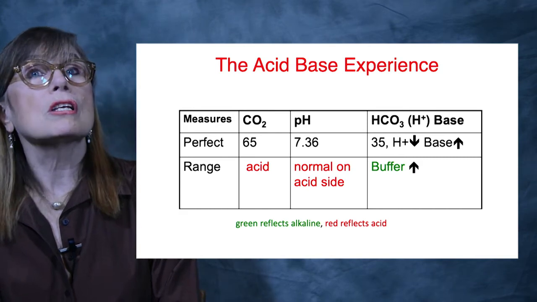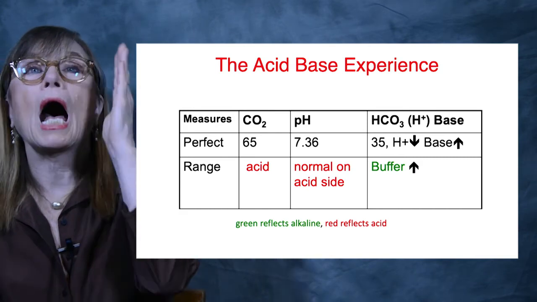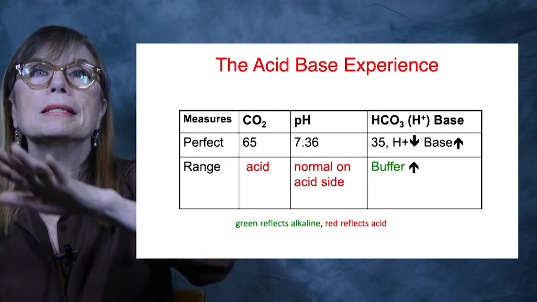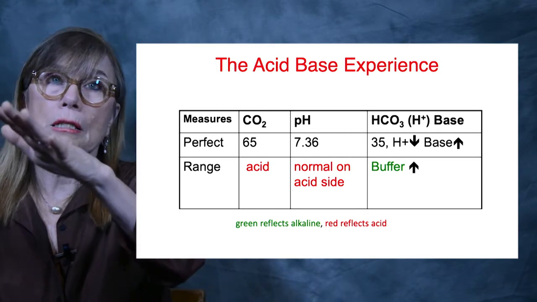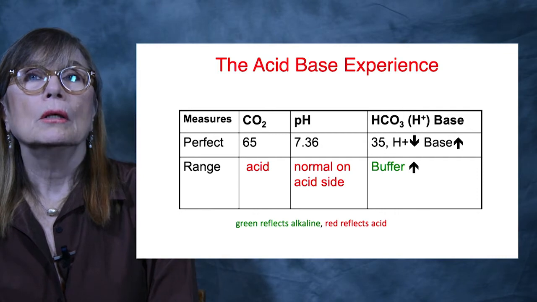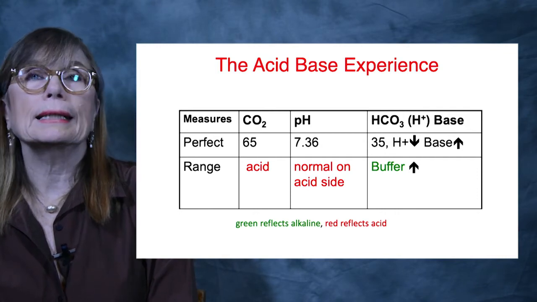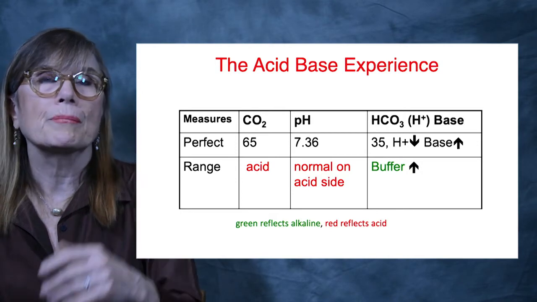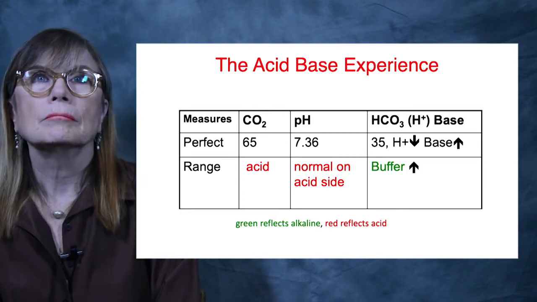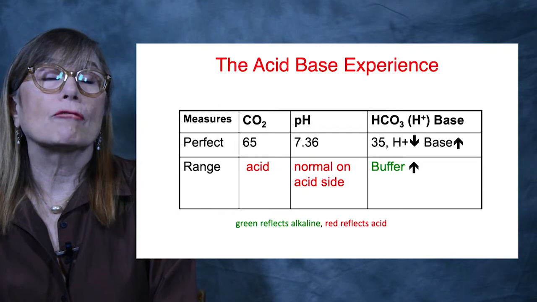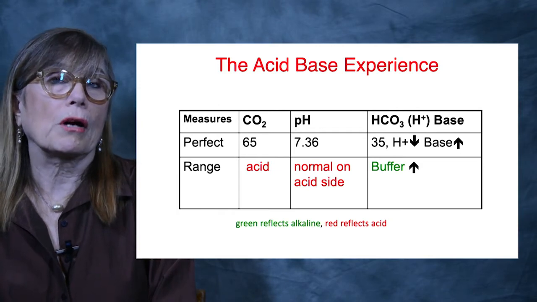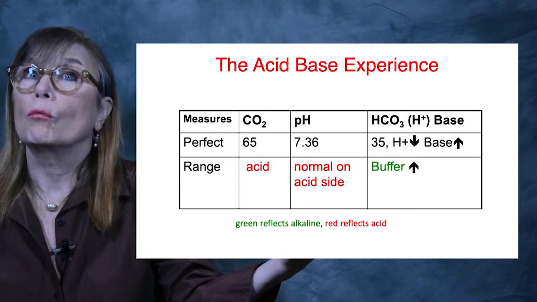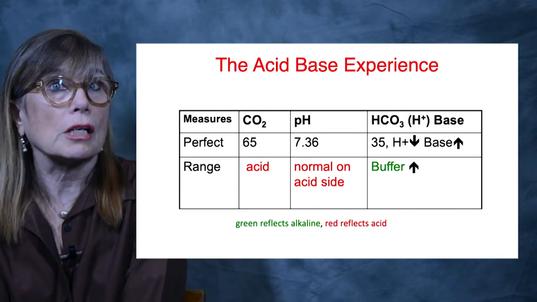But my pH is in the range of normal, which means I have to have had compensation, and the only compensation that can occur is metabolic. So pH 7.36, CO2 65, bicarb 35, base plus 10, plus 9. I have respiratory acidosis with compensation. And the only organ that can compensate for respiratory acidosis is the kidney.